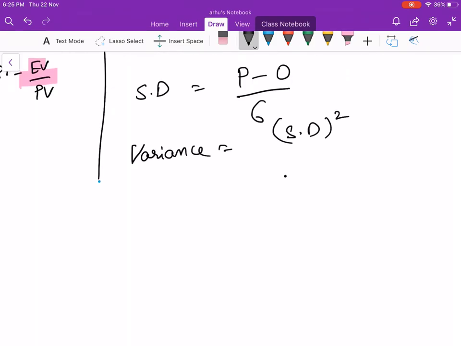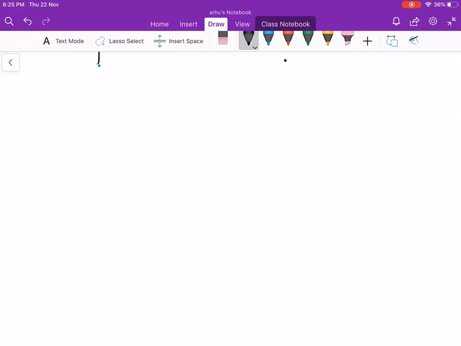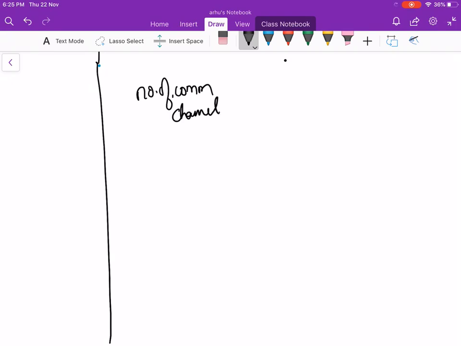Coming up next is the formula for the number of communication channels. Number of communication channels is equal to n into n minus 1, the whole divided by 2. As a PM, the lesser the number, the easier it is for you to manage the project.